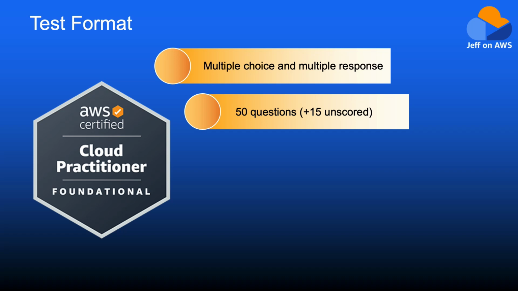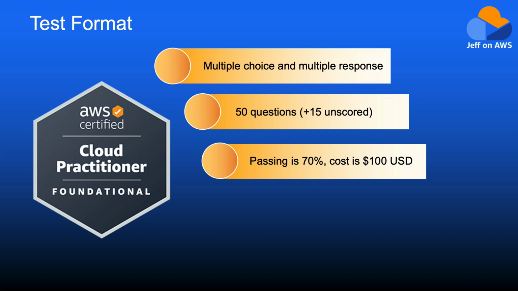Now, you won't know when you take the test which are scored and which are unscored, so you're going to treat all 65 with the same focus, the same attentiveness, because you won't know the difference. But behind the scenes, just know that only 50 are going to count.